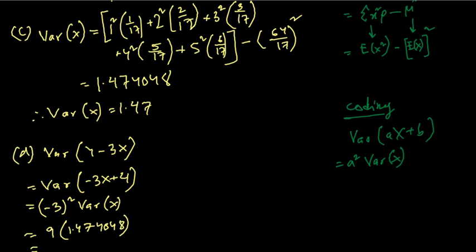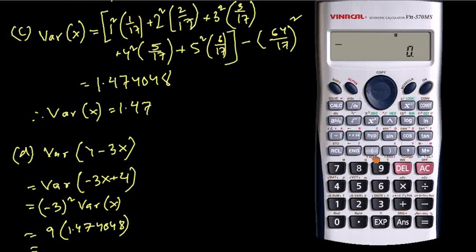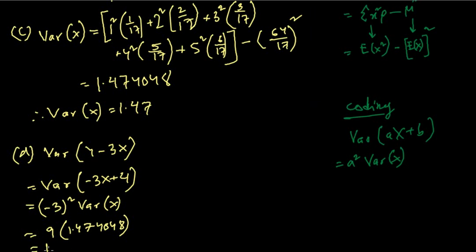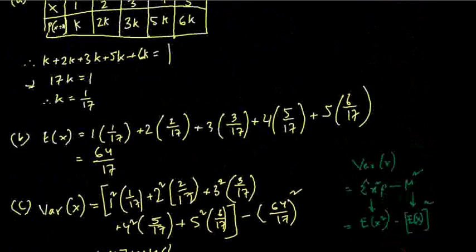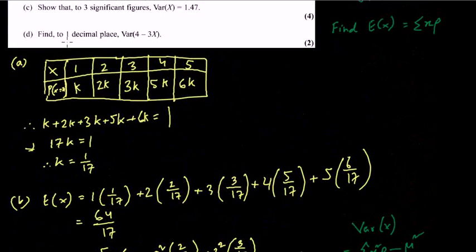So the answer would be, let's bring out the calculator, 9 times 1.474048. That would be 13.2664. So that would be the answer. Now the answer has to be in one decimal place. So therefore, variance of 4 minus thrice x would be 13.3. So let me check. Is it? Yes, it is one decimal place. So this is the question.